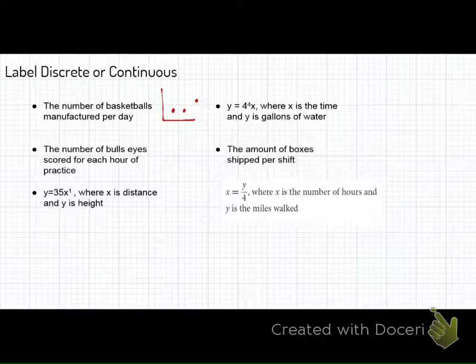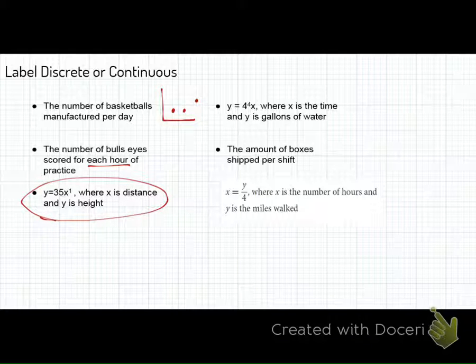Number 2, the number of bullseyes scored for each hour of practice. This is also going to be discrete. Discrete. Okay? Because at each hour we're going to count how many bullseyes are scored, right? So it's going to be once an hour we're going to count. We're not going to constantly count or continuously count. Okay, then the next one.